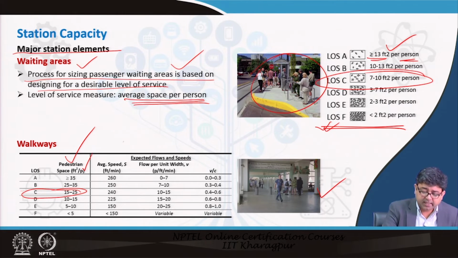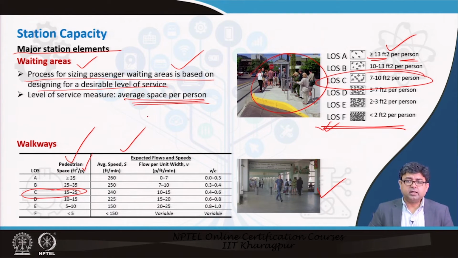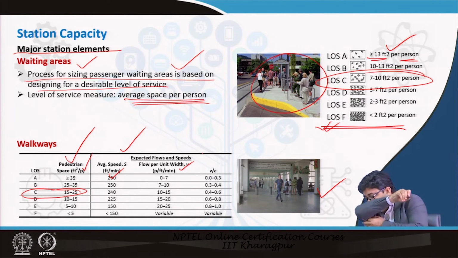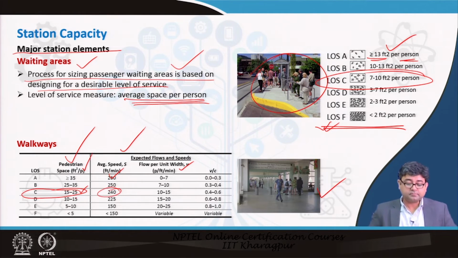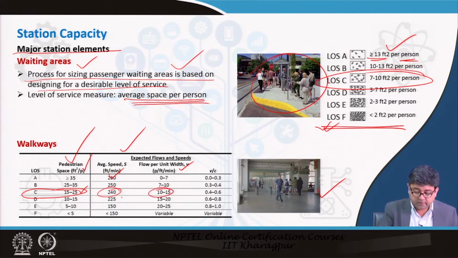And now there may be a second element that may form a part of the level of service calculation, which may be either speed or flow. So, for example, for a walkway with a space of 15 to 25, people will be walking at 240 feet per minute, or there may be a flow of 10 to 15 passengers per foot per minute. So, again, if you want to design it with two parameters in mind, right.